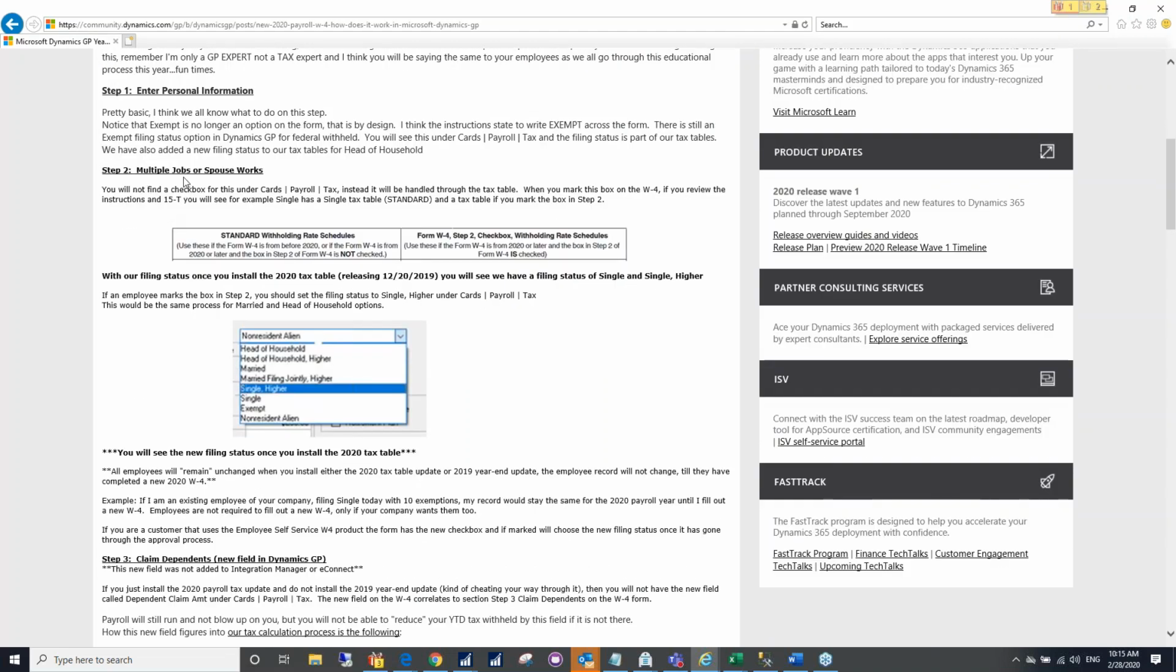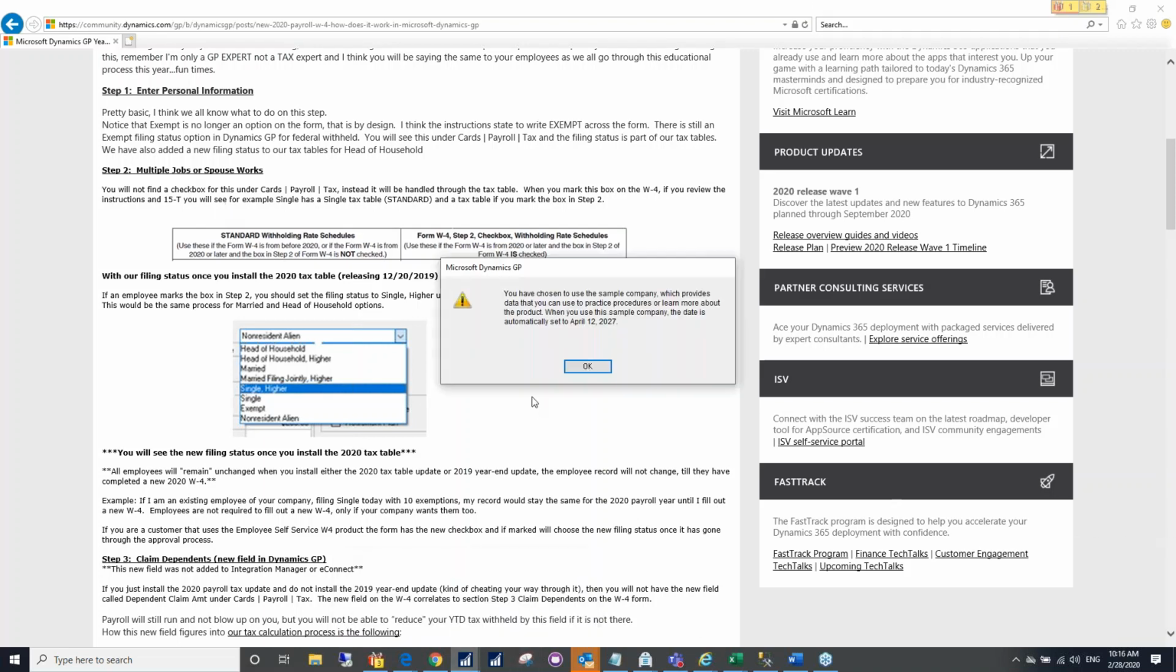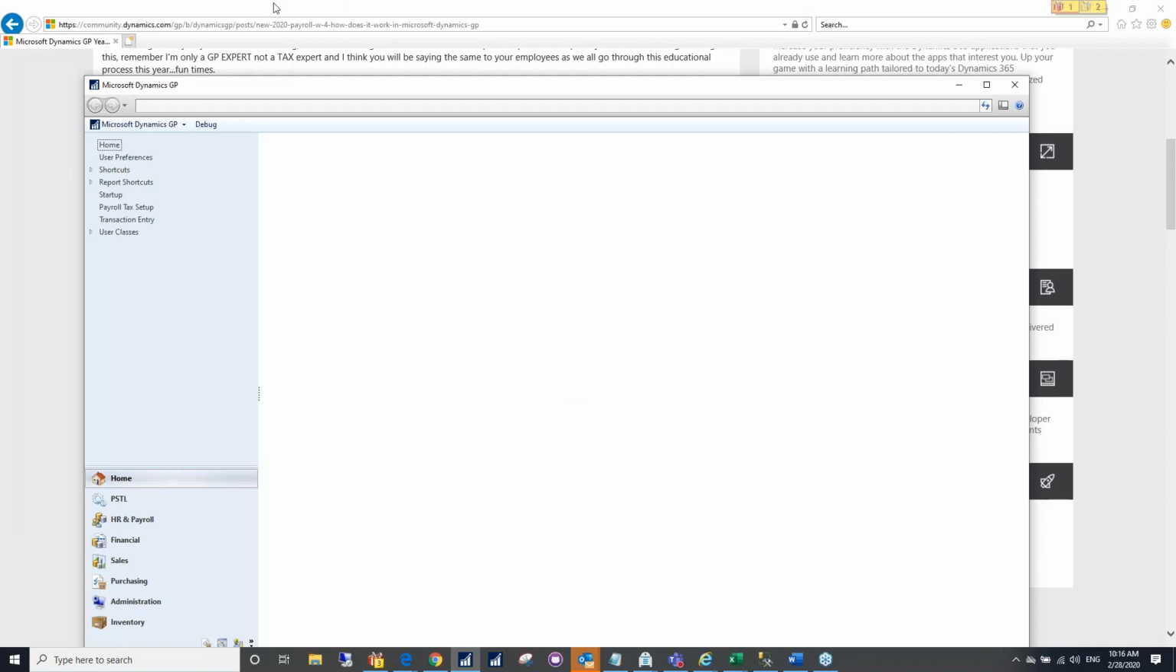What they were saying is, if I have multiple jobs, maybe I work at a place some weekends and in the evening, so I have another job where I typically don't make much money and no taxes are getting taken out, then at the end of the year I have to pay in. What step two allows you to do is they split out the tax tables into a standard tax table and a higher tax table. So if at any time the employee marks step two on their W4, when we go to Cards Payroll Tax, we always want to choose the higher option for the filing status. That's kind of a rule with step two.